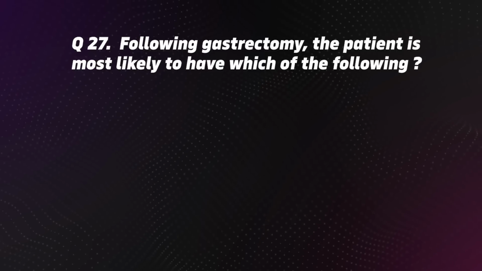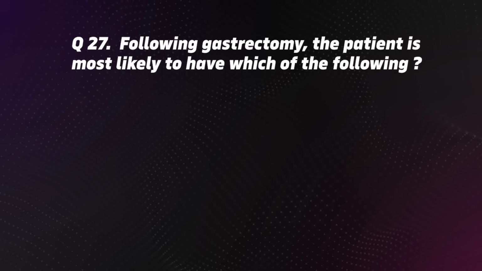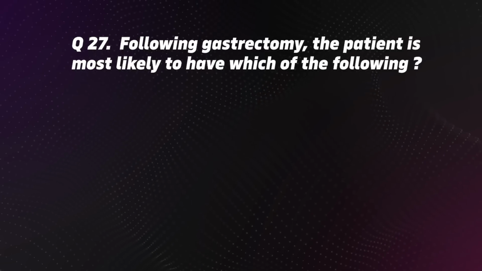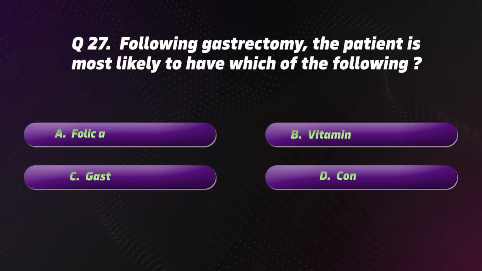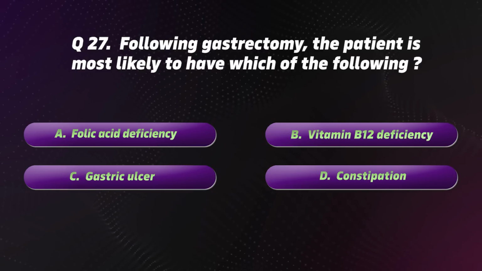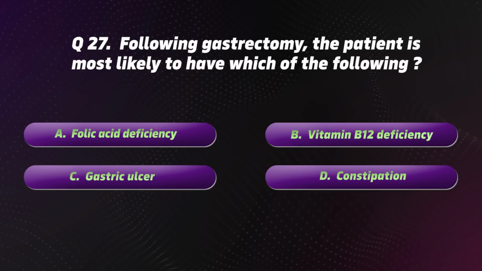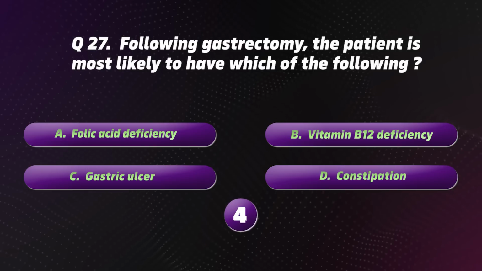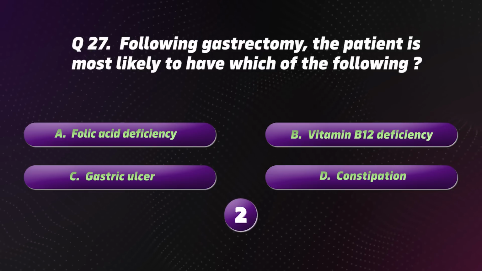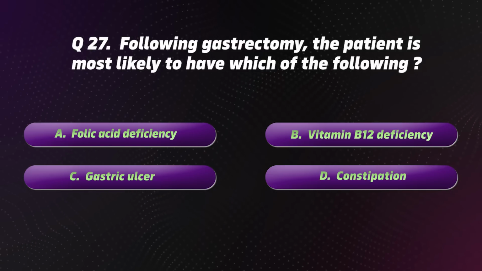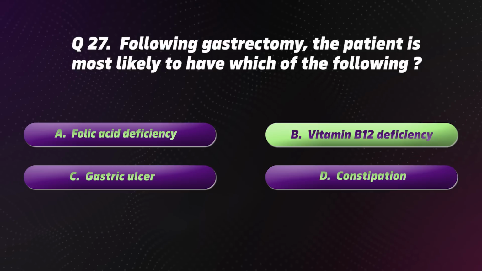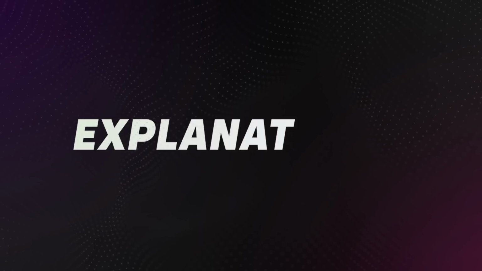Question 27. Following gastrectomy, the patient is most likely to have which of the following? Here are the options. A. Folic acid deficiency. B. Vitamin B12 deficiency. C. Gastric ulcer. D. Constipation. And the correct option is B. Vitamin B12 deficiency. Here is the explanation.